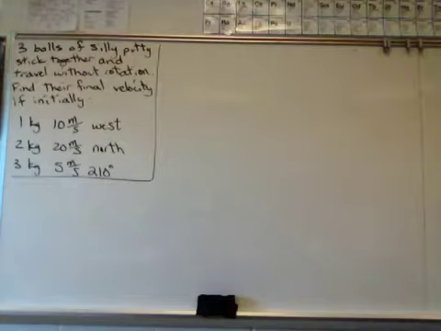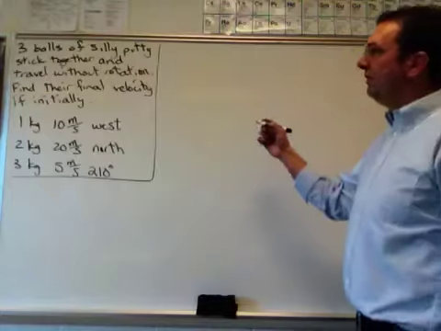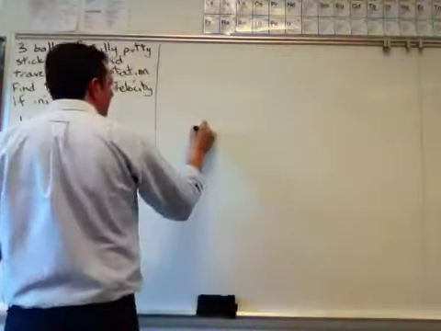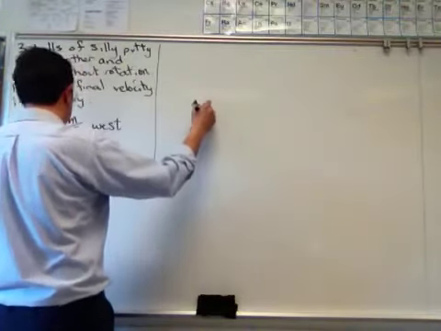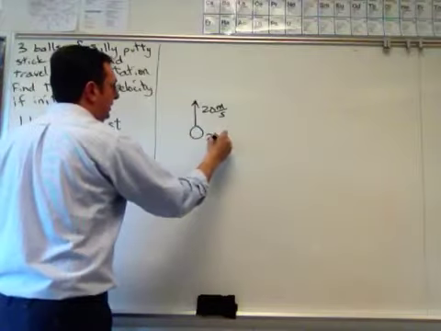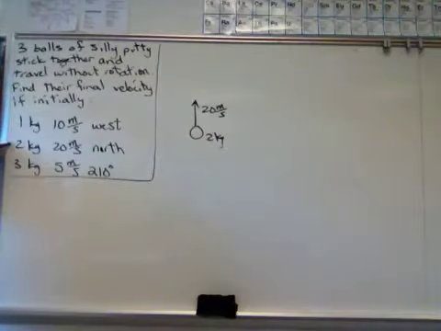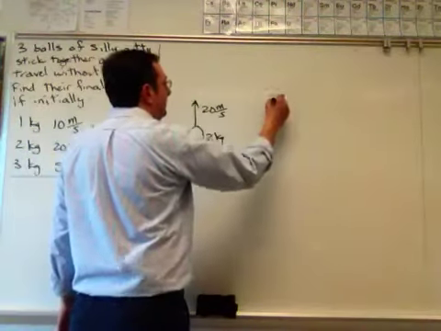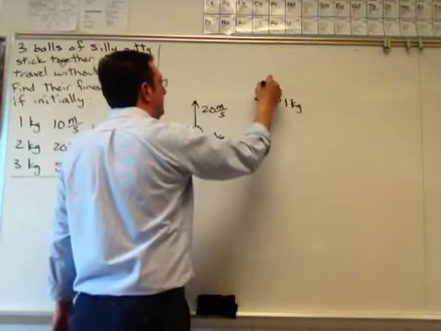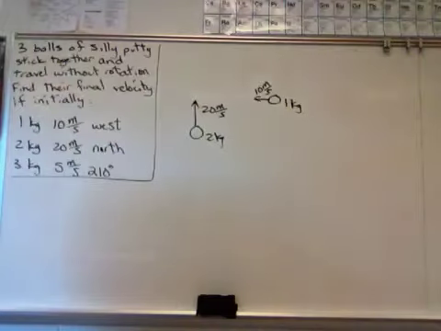So the first thing to do is to sketch the picture of those 3. Make sure you have space for the 3 of them. And the first one I'm going to draw is this one coming in from the south. This is 20 meters per second north, the 2 kilogram object. That's the second one right there. The first one listed is 1 kilogram, 10 meters per second west.